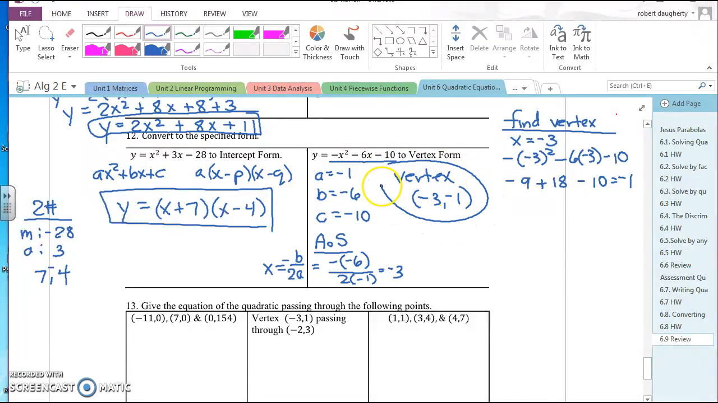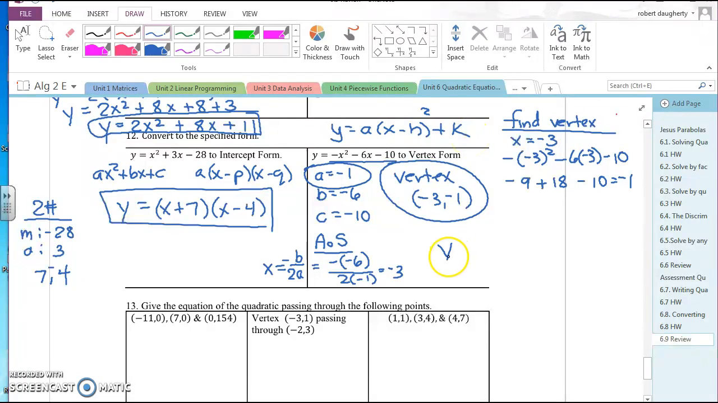So I have my vertex, I have a. So I have everything I need for y equal a, x minus h squared plus k. All I need was a, h, and k.